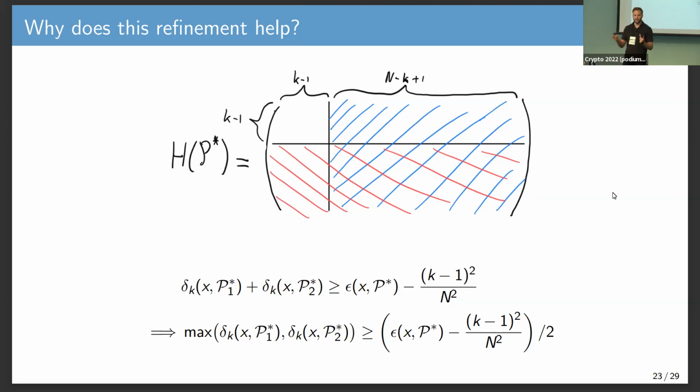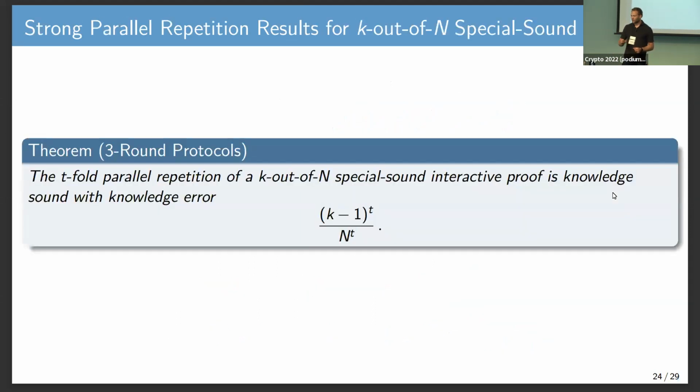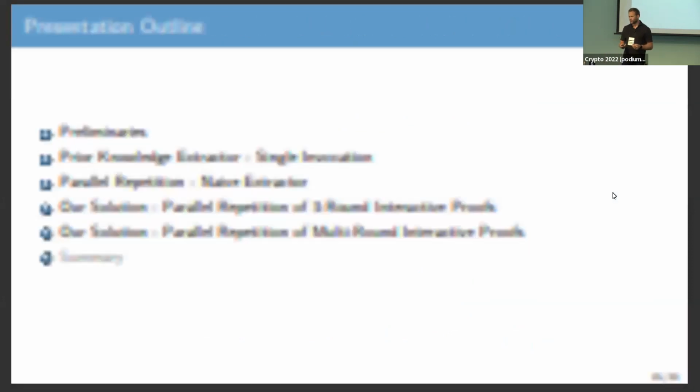So the deltas allow us to find this relation between the different deltas of the two provers P1 star and P2 star. In a bit more general terms, it follows that the t-fold parallel repetition of a k-out-of-n special sound interactive proof is knowledge sound with knowledge error (k minus 1) to the power t divided by n to the power t. So this is a strong parallel repetition result for 3-round interactive proofs that have this special soundness property.